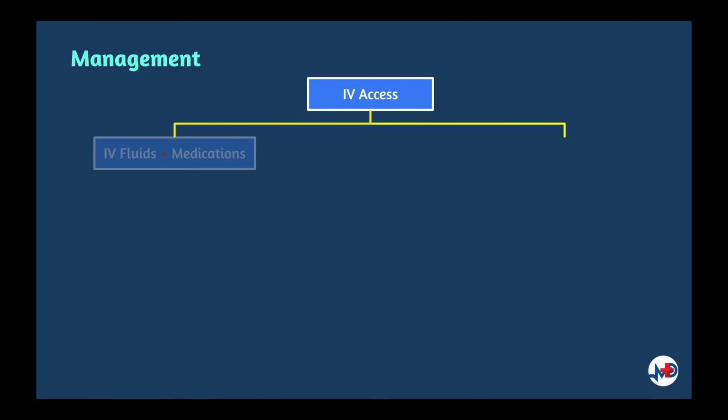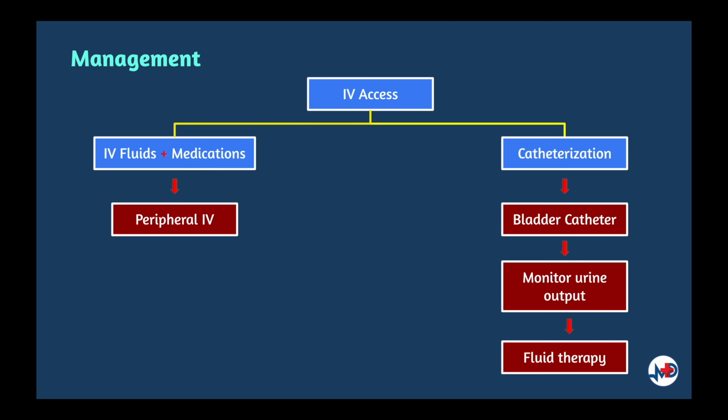Intravenous access is essential for administering intravenous fluids and medications. IV access can be accomplished through the placement of peripheral IV lines or catheterization with central venous lines if rapid and large volumes of fluids are indicated. A bladder catheter should be inserted for ongoing close monitoring of urine output, which indicates response to fluid challenge and therapy.